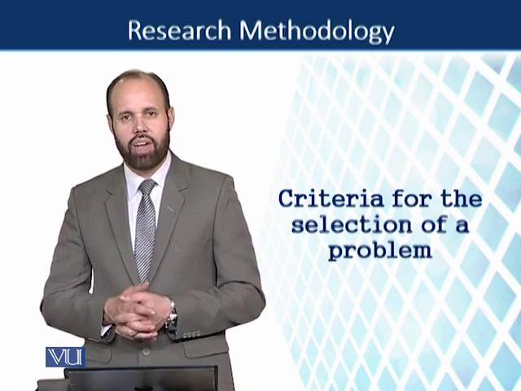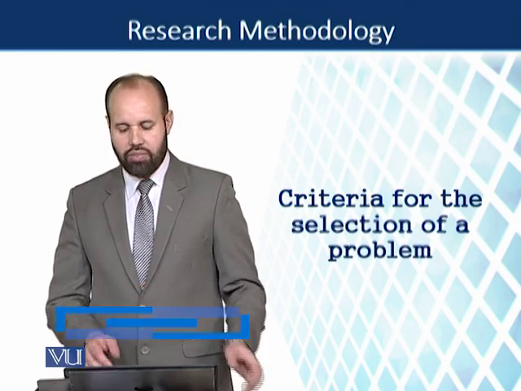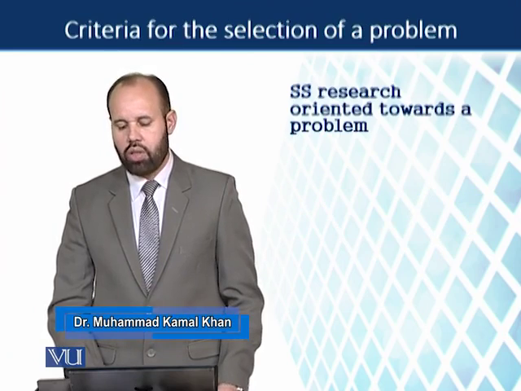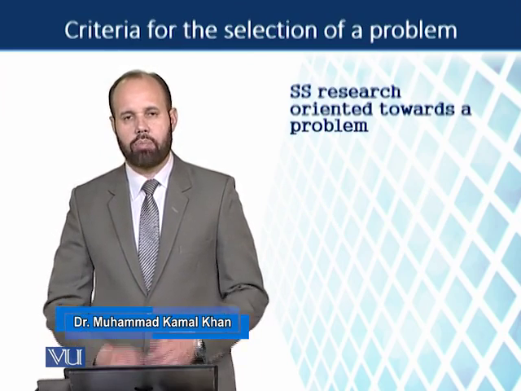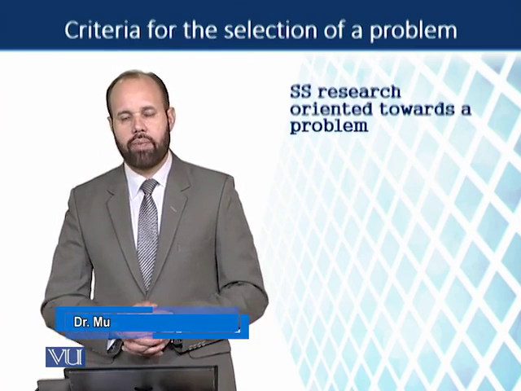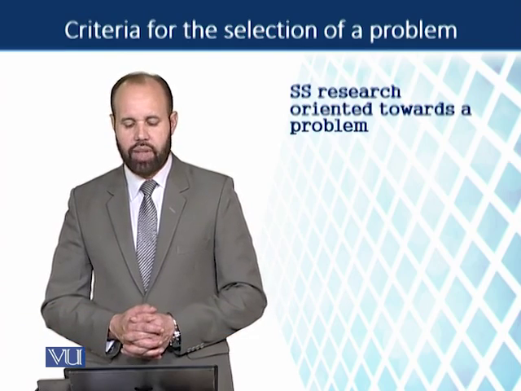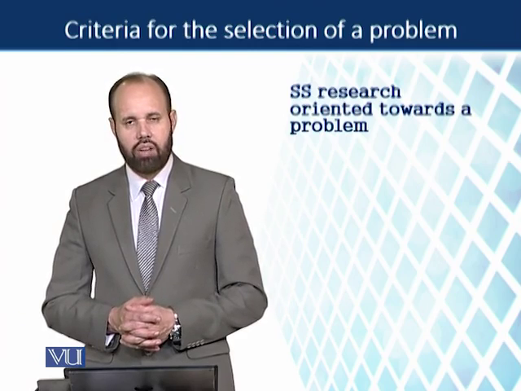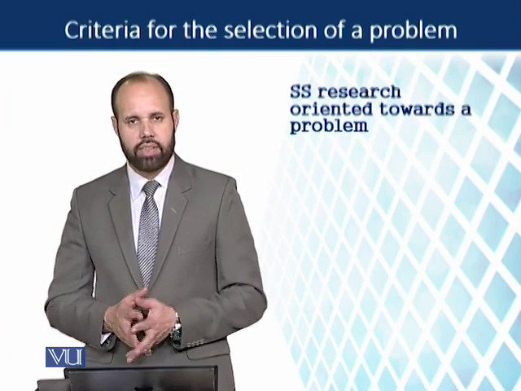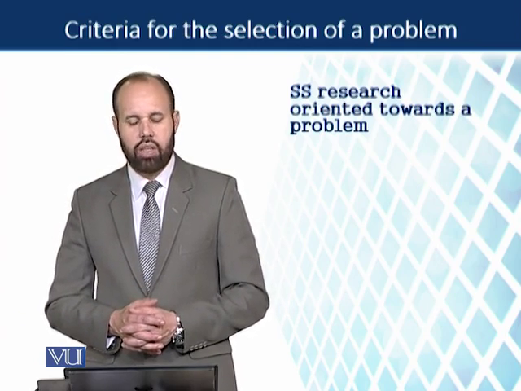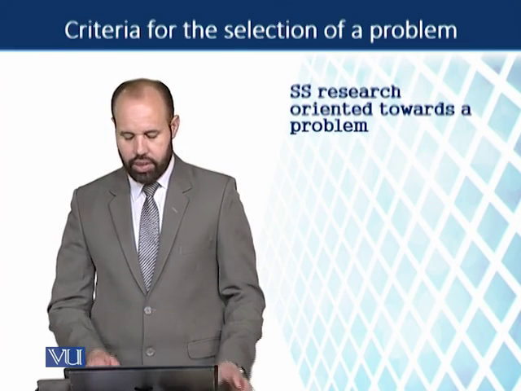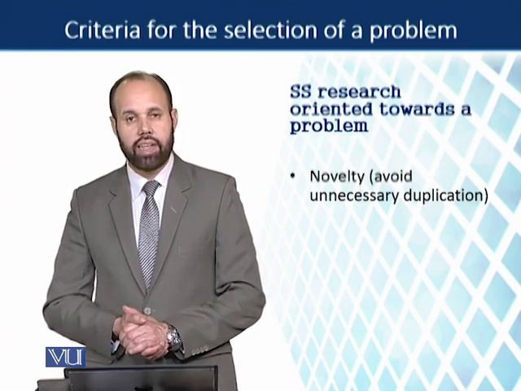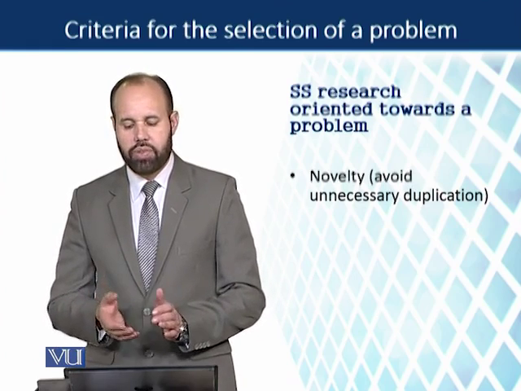So in this session, we are going to discuss the criteria for the selection of a research problem, because we need to know what kind of problem we are supposed to explore in our research. We know that the starting point of social sciences research is a research problem, because social sciences research is always oriented towards a problem.